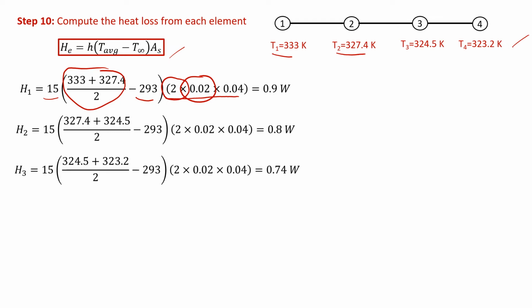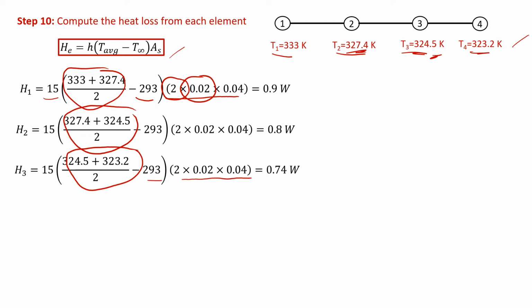For heat loss in element 2, the T average is taken from element 2, taking into account the average between T2 and T3. And the rest of the values are similar to element 1. And for the last heat loss, from element 3, the T average is taken from element 3, which is the average between T3 and T4. The T ambient and the surface area exposed to the convection process will be the same as for the other elements.